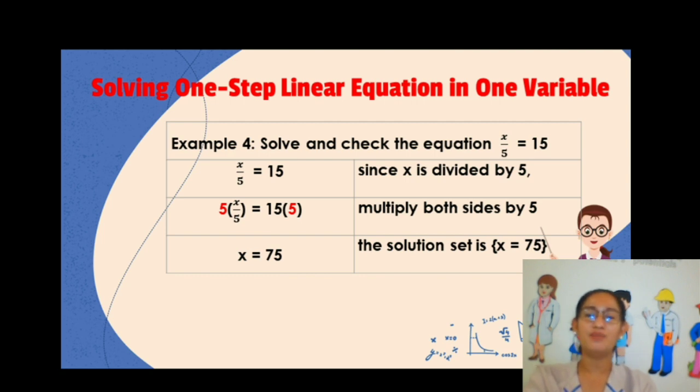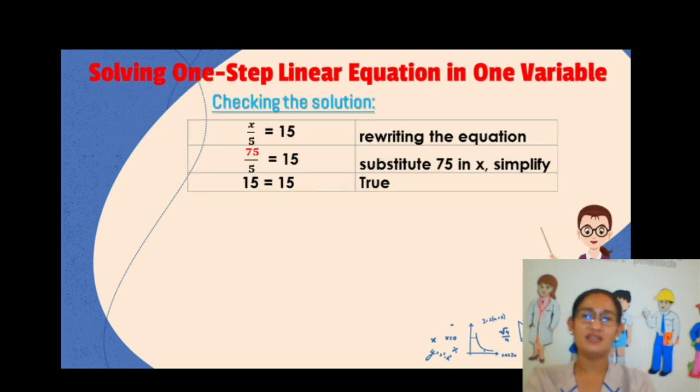Let's have example number 4. x over 5 equals 15. Since x is divided by 5, multiply both sides by 5. Then it will give us the solution, which is x equals 75.